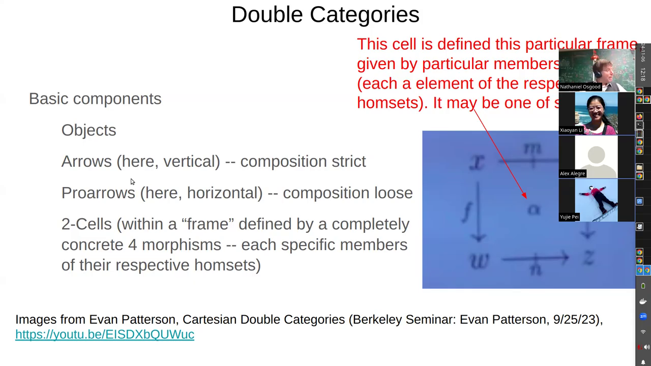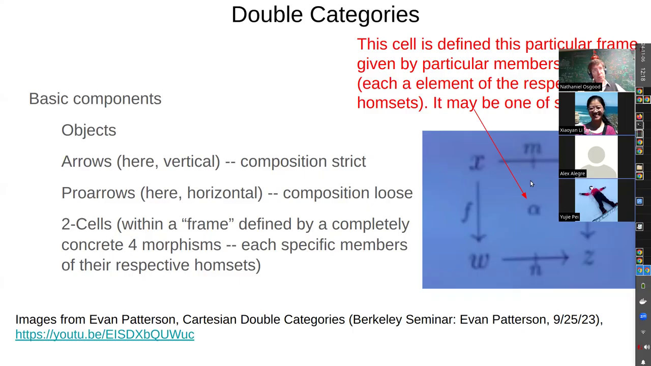You have this kind of pseudo, this wiggle room. It's not associative on the nose. It's associative up to a certain comparator. And then you have these two cells, and they're surrounded by a frame or a boundary. But not every frame has a two-cell. No. A frame is necessary, but it's not sufficient for a two-cell.